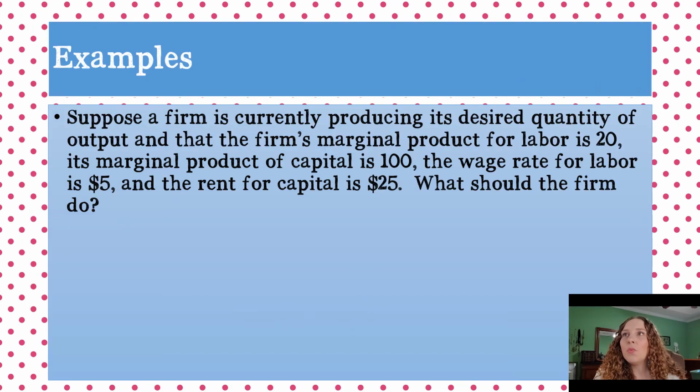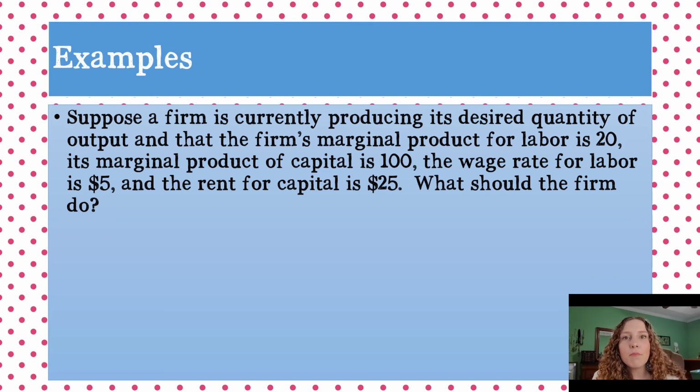All right, let's do one last example before wrapping up here. This says, suppose a firm is currently producing its desired quantity of output and that the firm's marginal product for labor is 20, marginal product for capital is 100, wage rate for labor is 5, rent for capital is 25. What should the firm do?